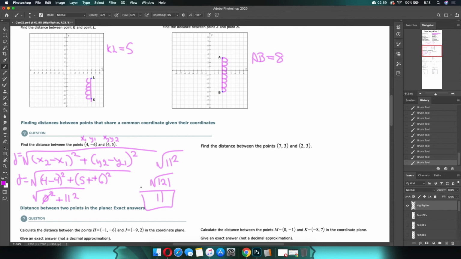And since I have an Algebra 2 snob somewhere who's going to say, but Miss, isn't it negative 11? I remind you that distance is always positive. So there, haha, I win.